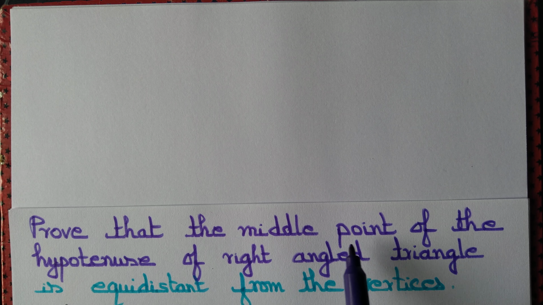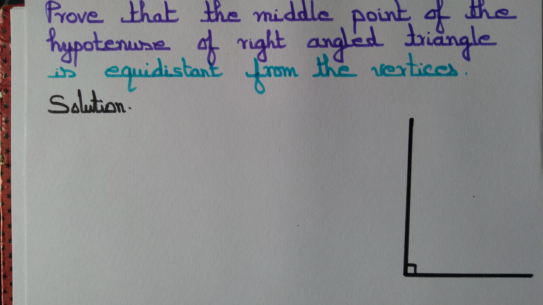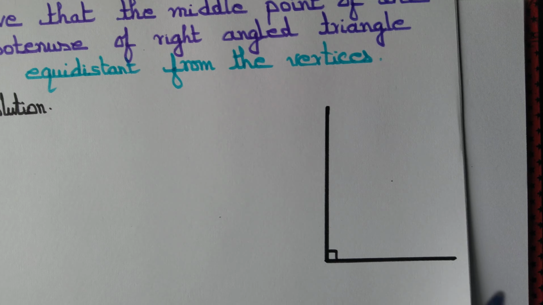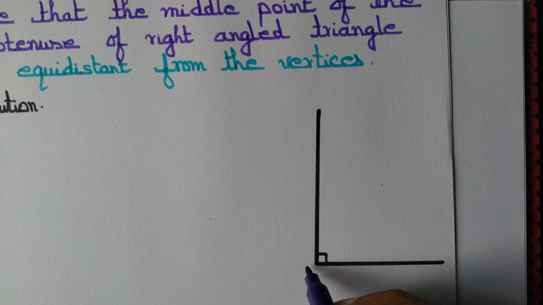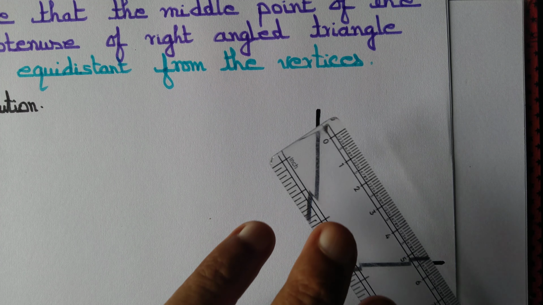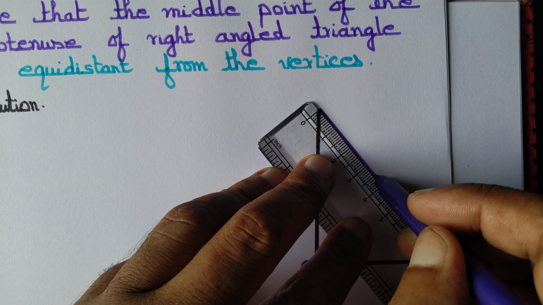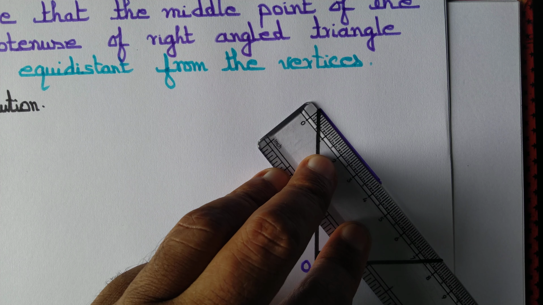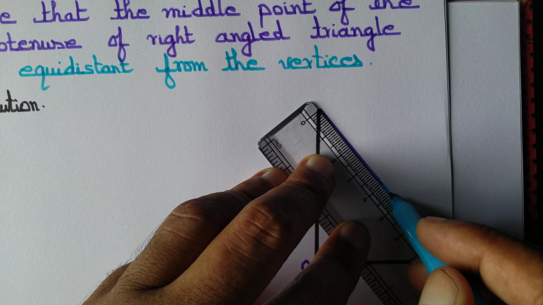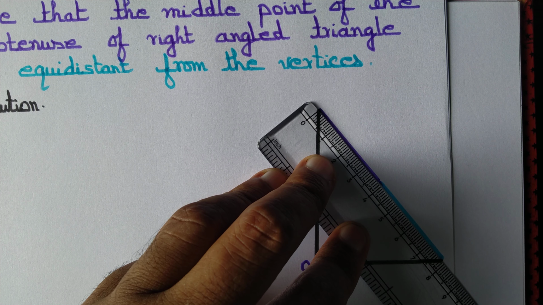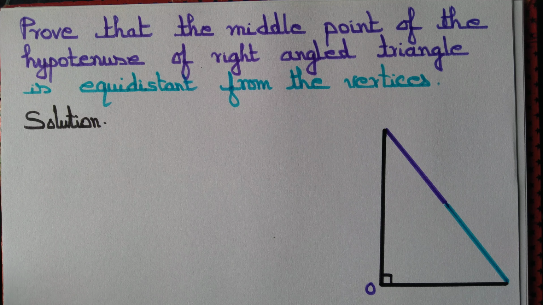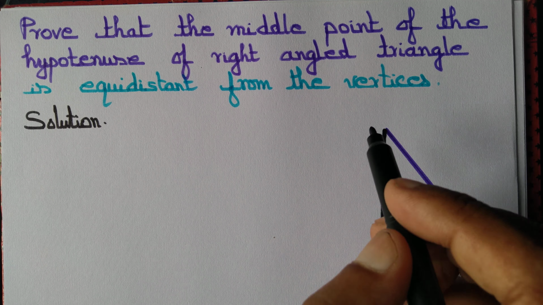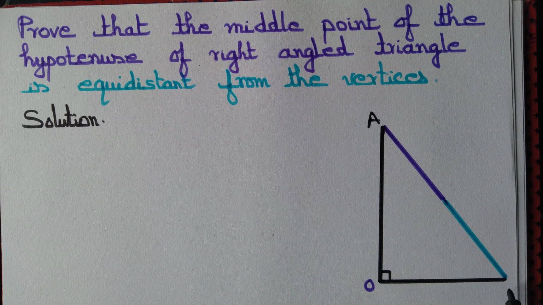Let's prove that the middle point of the hypotenuse of a right angle triangle is equidistant from the vertices. Let's draw a right angle triangle. So we draw an angle O that measures 90 degrees, and then the hypotenuse. So we did complete drawing a right angle triangle O, A, B.